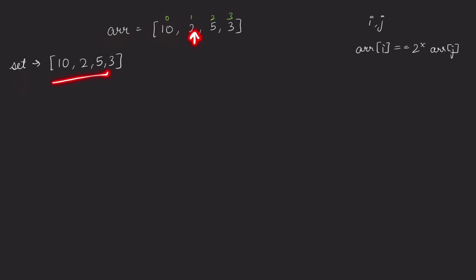You will take 2, its double is not present. You will take 5, its double will be present here. So you can return true, right? But here you would be doing two passes in your array, right?